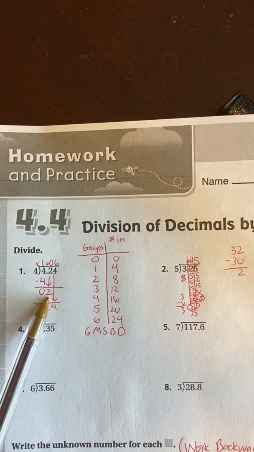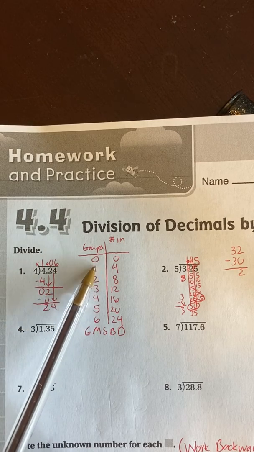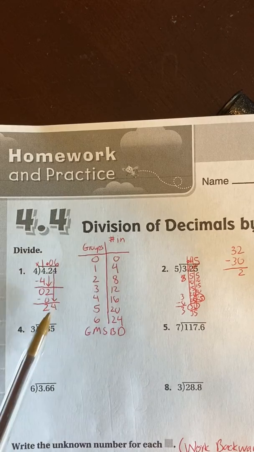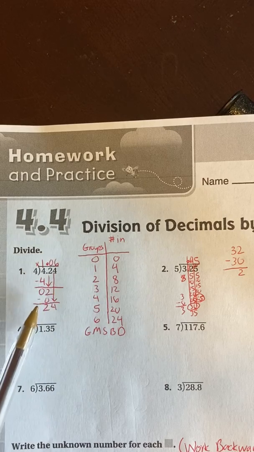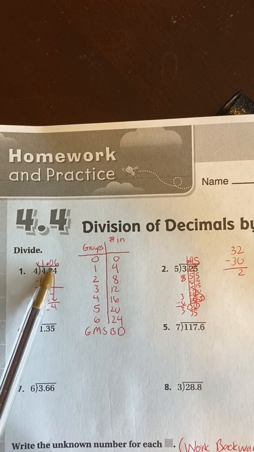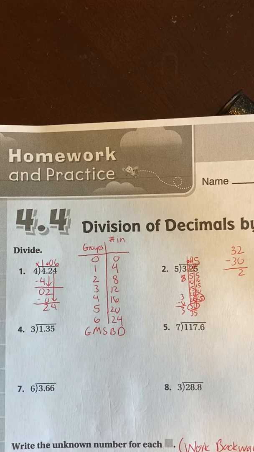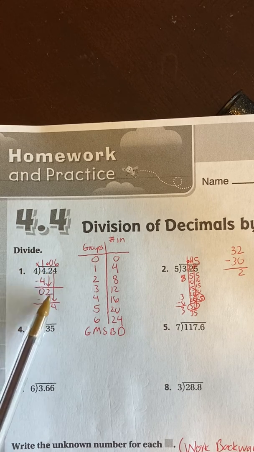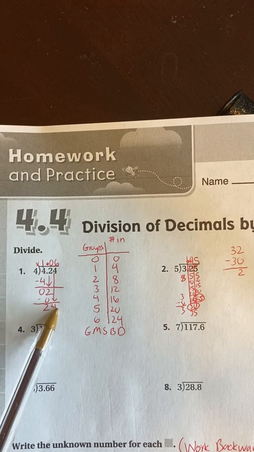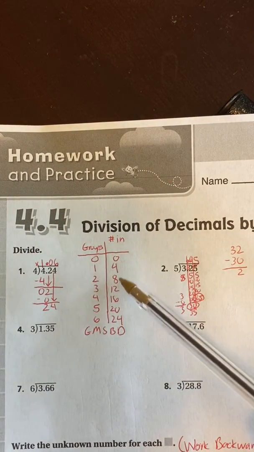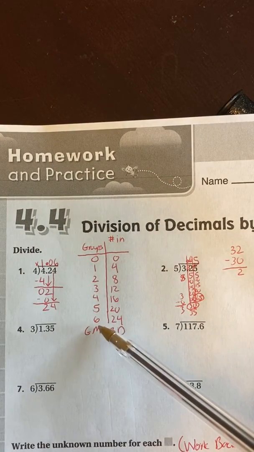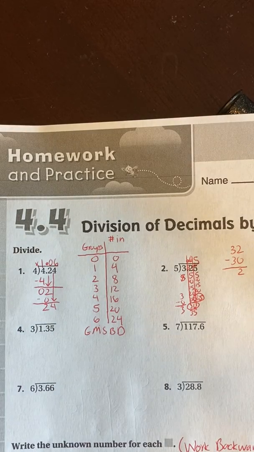If I only have 2, can I make any groups of 4? No, I can't, because to make 1 group of 4, I need 4. I only have 2, so I can't make a group of 4. So that's a 0. 0 times 4 is 0. Okay. Group, multiply, subtract. 2 minus 0 is 2, and then bring down. Now I have 24. So if I have 24, how many groups of 4 can I make? I can make 6 groups of 4. So that would be 6. So that's 1 in 600ths.